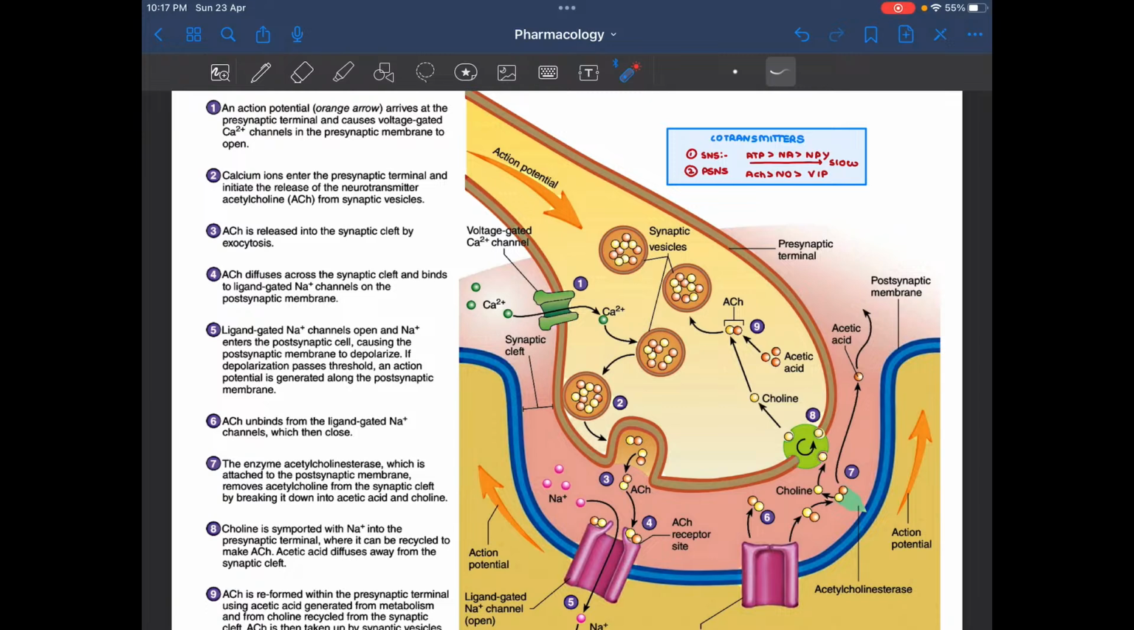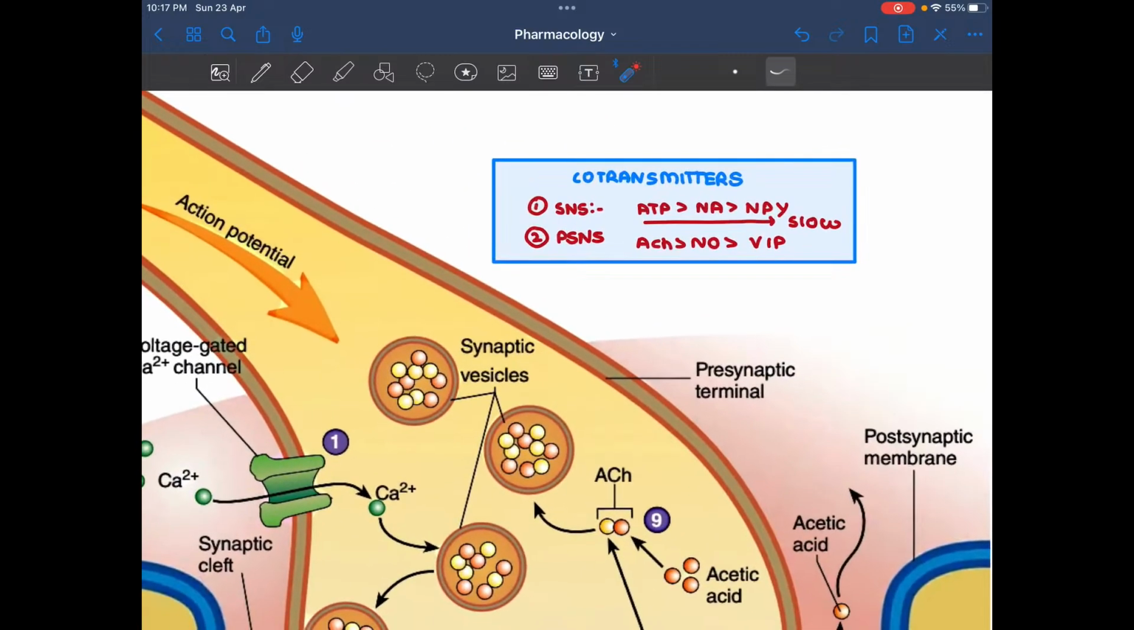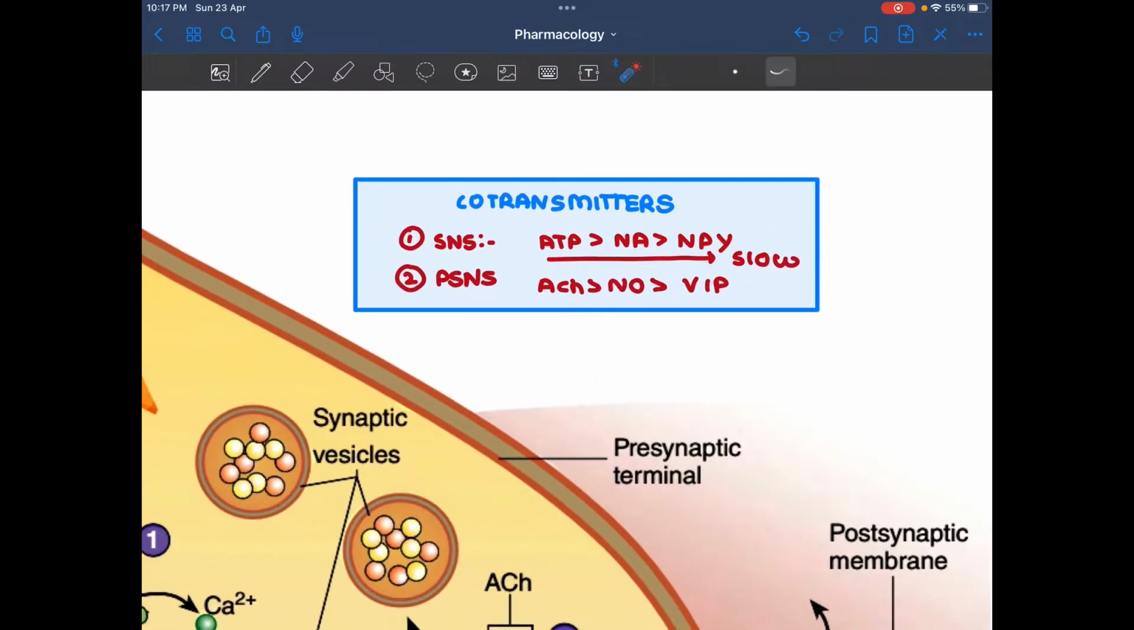What do I mean by co-transmitters? Once acetylcholine or noradrenaline is released, some substances are going to be released along with that cycle. Okay, what are those substances? For example, in the sympathetic nervous system we have ATP as a co-transmitter, and mainly neuropeptide Y. In the parasympathetic nervous system, the co-transmitters are mainly nitric oxide and VIP.